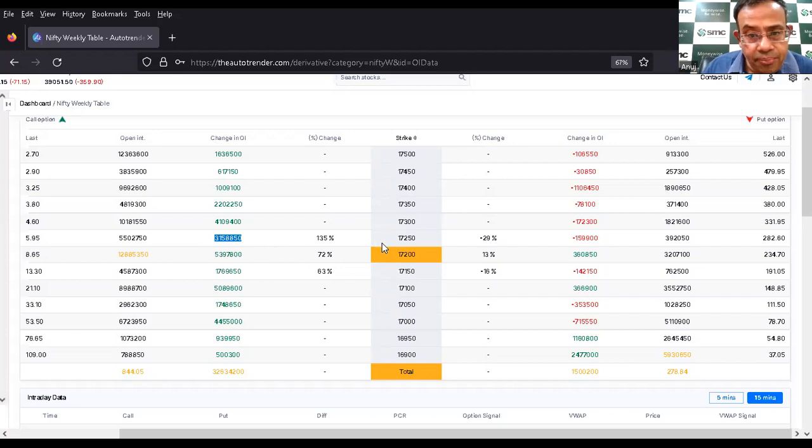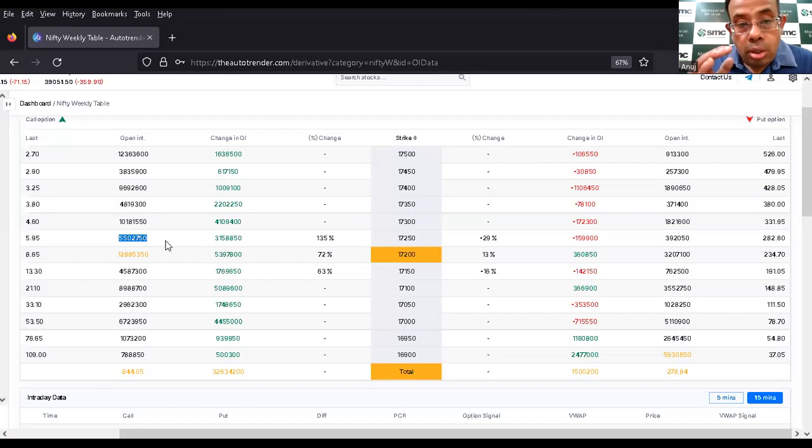So you can see over here 17,250 call writers are active. Call writers to the tune of 31,58,850 were active today, and the cumulative figure was 55 lakhs 2,750. Okay, so that is the difference.